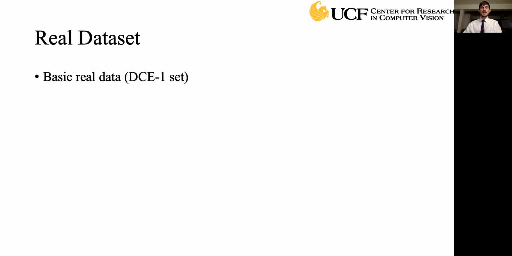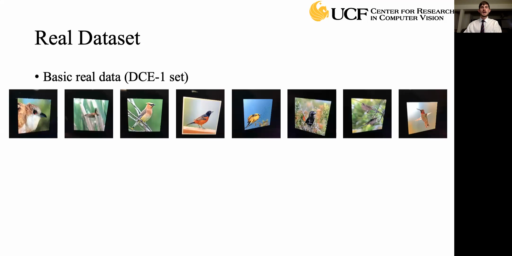Our first data set, which we refer to as DCE1, is a very simple set of photos of images from the Caltech UCSD birds dataset. They were placed over a black background, imaged by a smartphone from various angles, and was designed to be a relatively easy dataset. This dataset consisted of 100 photos, 90 of which were used for training, and 10 of which were used for testing.